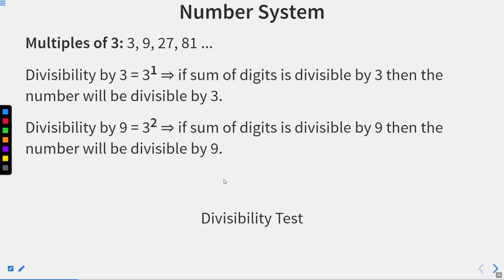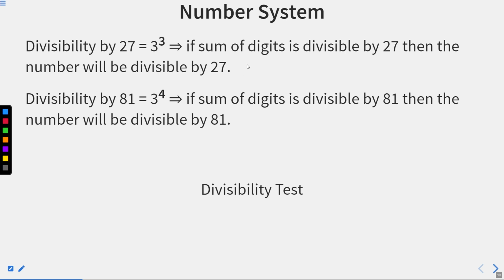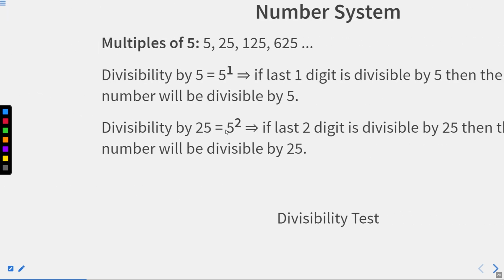Similarly, we have for 3, 9, 27 and 81. If the sum of digits is divisible by 3, the number is going to be divisible by 3. If the sum of digits is divisible by 9, then the number is divisible by 9. If the sum of digits is divisible by 27, then the number is divisible by 27. If the sum of digits is divisible by 81, then the number is going to be divisible by 81.